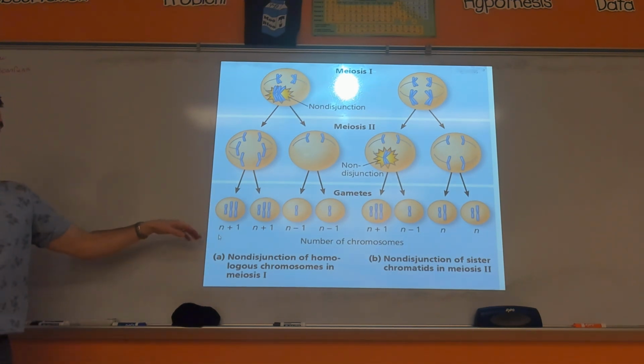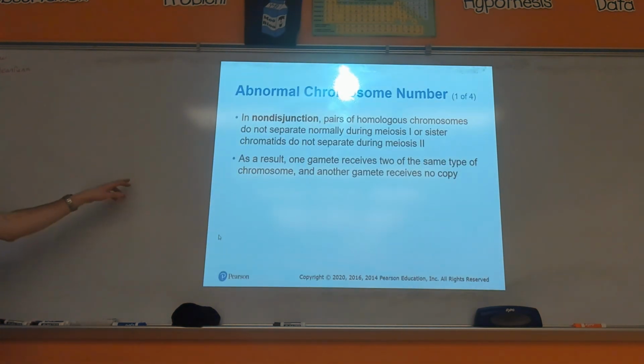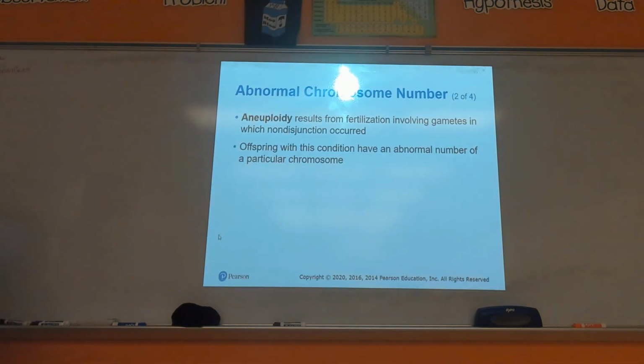End result is you have 1 more extra chromosome or 1 fewer chromosome. Either thing is an issue. Let me go back and make sure I started. Yep. So, a fairly simple idea. Then there's something called aneuploidy. Whenever you have fertilization of the gametes, that's describing whenever non-disjunction has actually occurred.